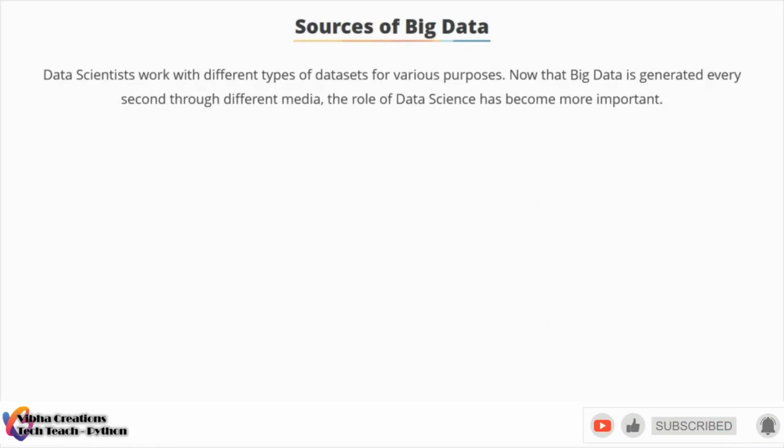Now that big data is generated every second through different media, the role of data science has become more important. So you need to know what big data is and how you are connected to it to figure out a way to make it work for you.